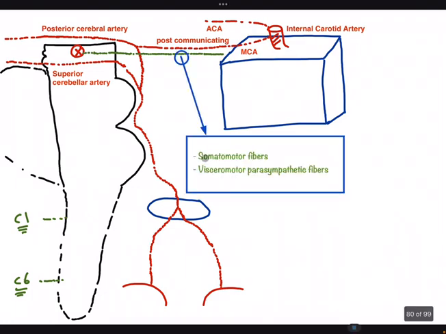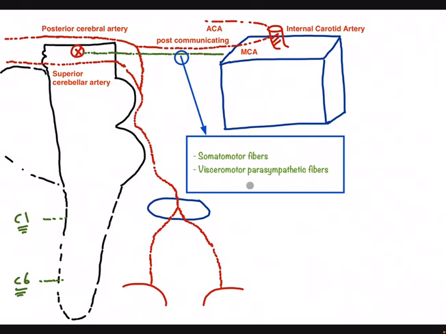We discussed previously that the oculomotor nerve consists of two types of fibers, somatomotor fibers and visceromotor parasympathetic fibers. The somatomotor fibers are responsible for the innervation of most of the extraocular muscles, actually all the extraocular muscles except two muscles, the superior oblique muscle and the lateral rectus muscle. And the visceromotor parasympathetic fibers are responsible for the innervation of the intraocular muscles, mainly two muscles, the ciliary muscle and the constrictor pupillae, or what we call the sphincter pupillae, which is responsible for constricting the pupil. And these two fibers are arranged together and they move as a single fiber.